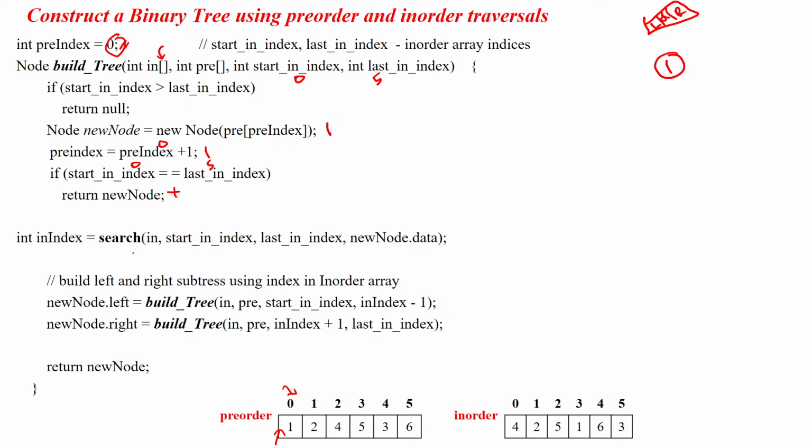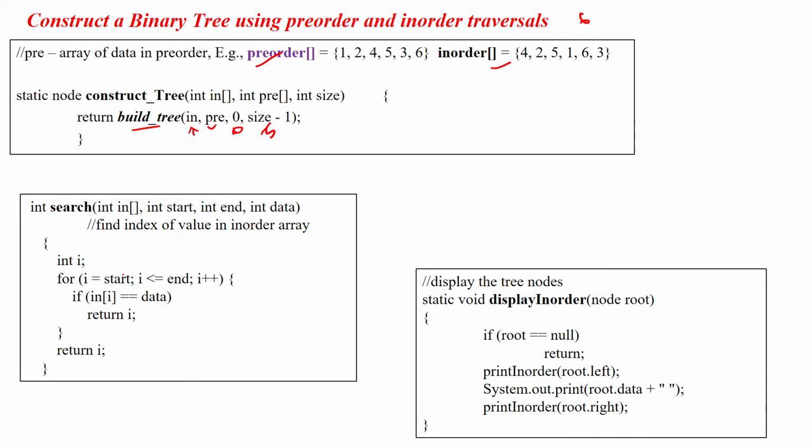Now we are searching for the data in the inorder array to see whether it is available and, if so, what its location is. For that we are passing the starting index 0 and the last index 5, and the new node's data, which is 1. So with that we are searching in the inorder array, starting here at 0.